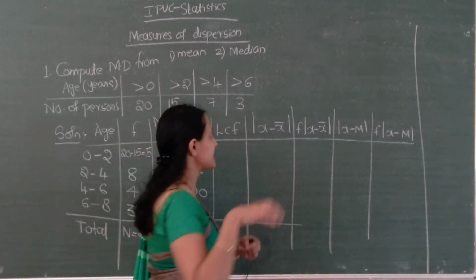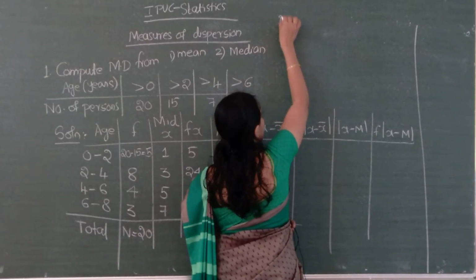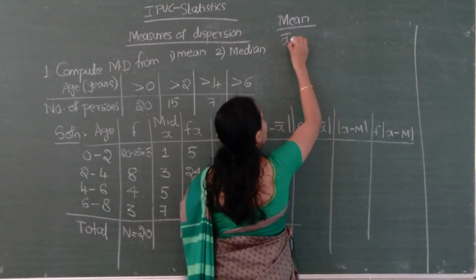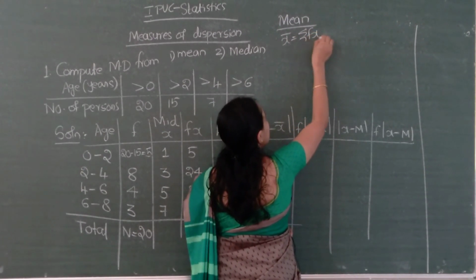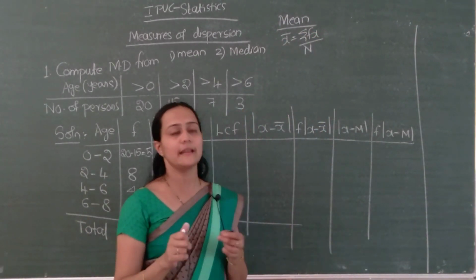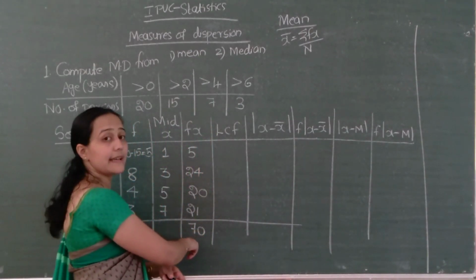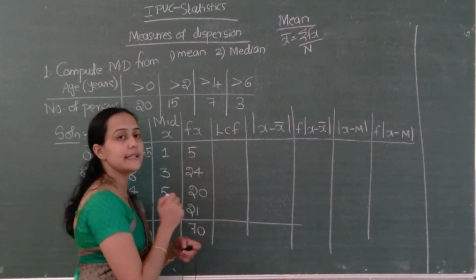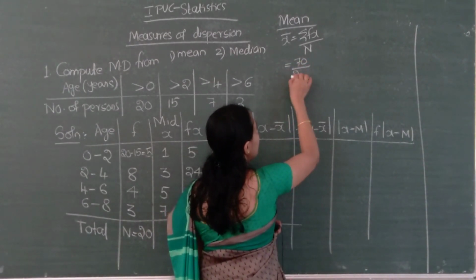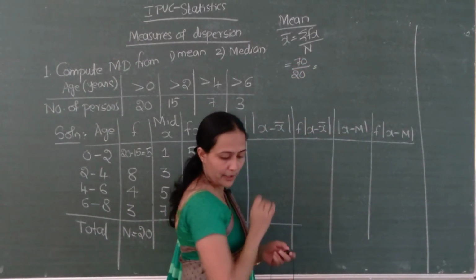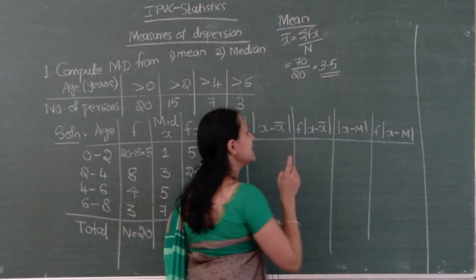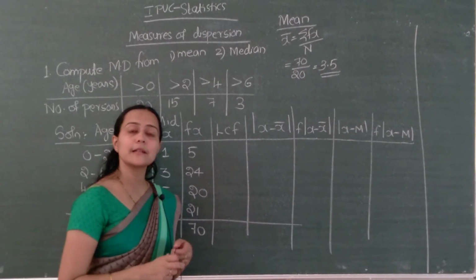Okay. Next, first compute x bar. I will write here only. See, mean x bar equal to sigma fx divided by capital N. Sigma fx is 70, capital N is 20. So it is 70 divided by 20. Answer is 3.5. Correct? 3.5. Next what we have to do?